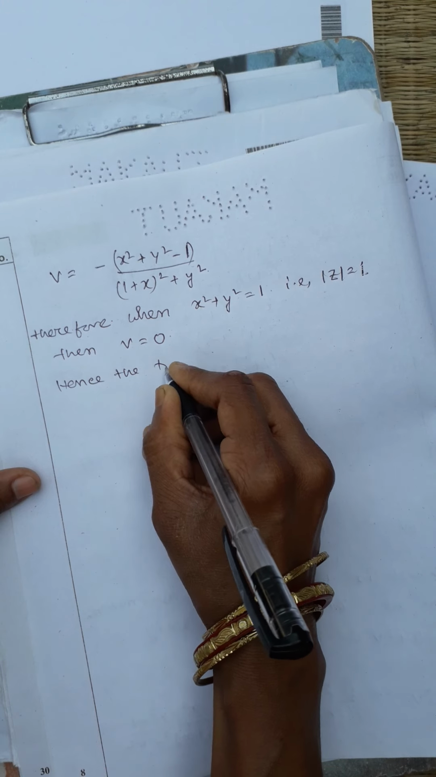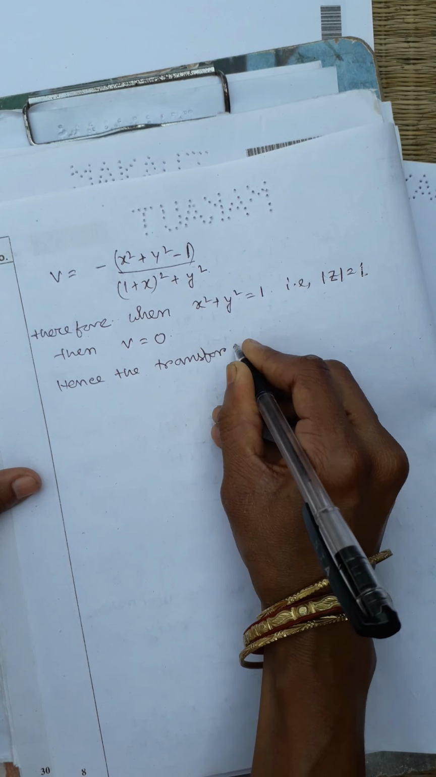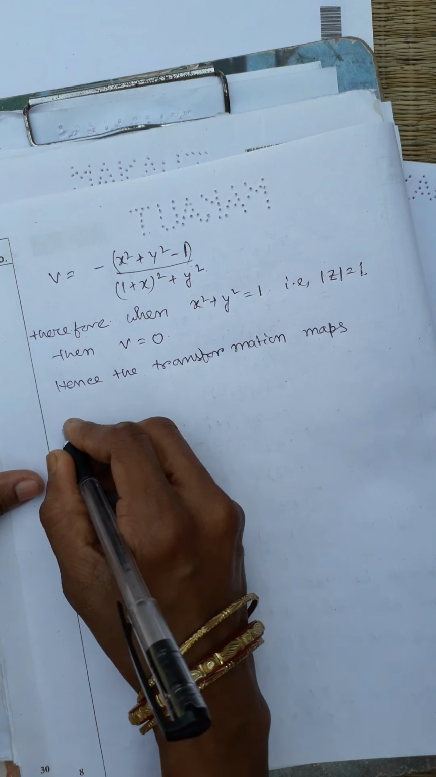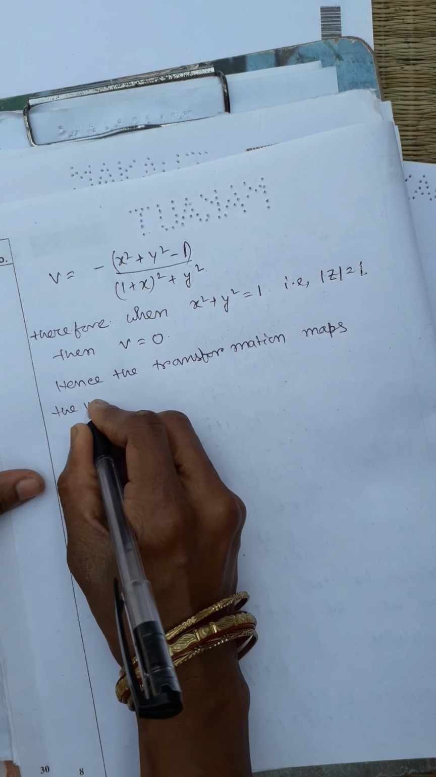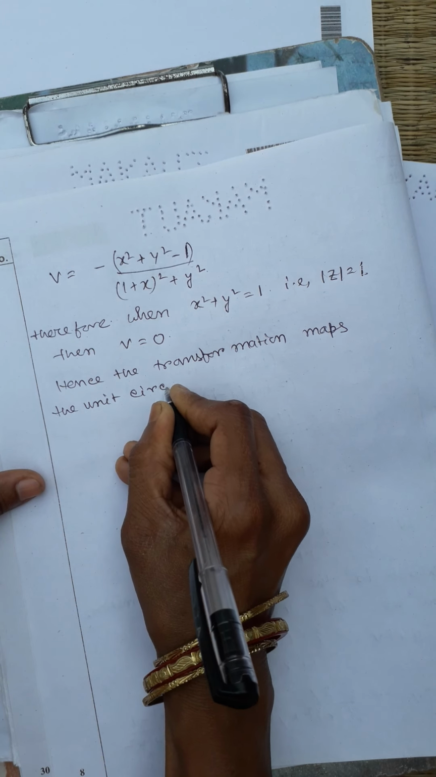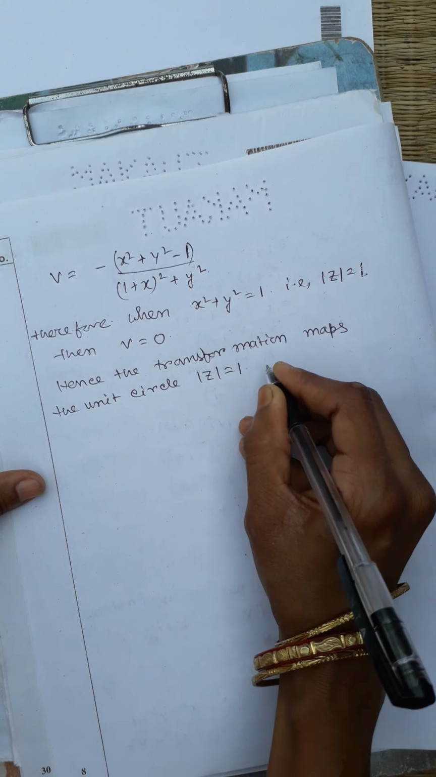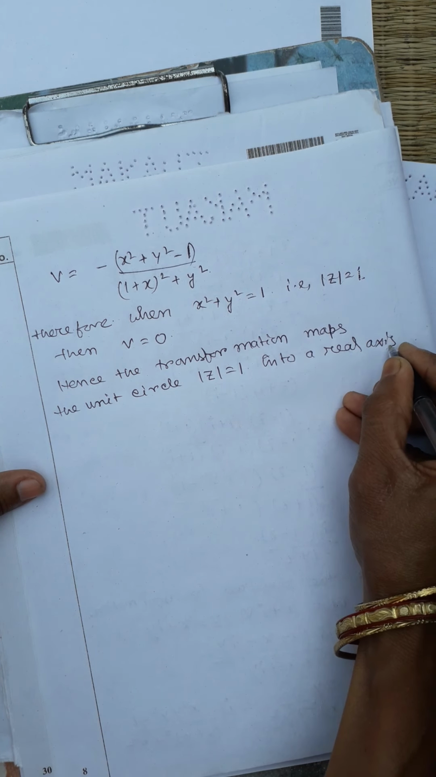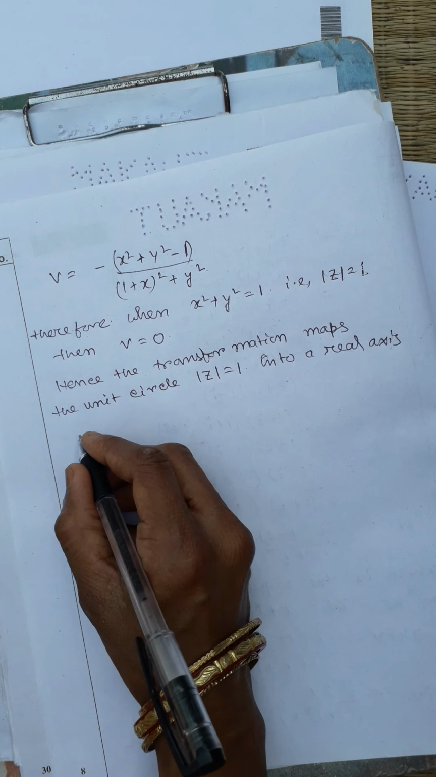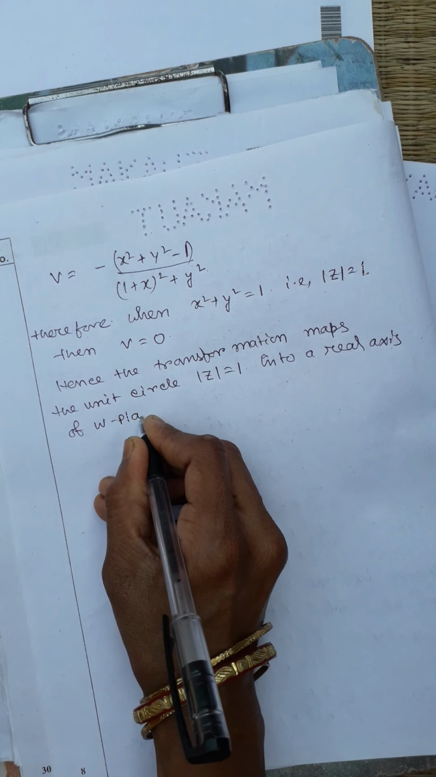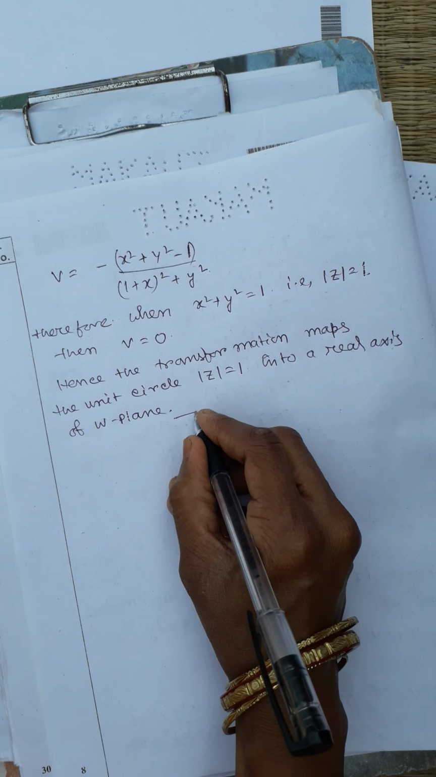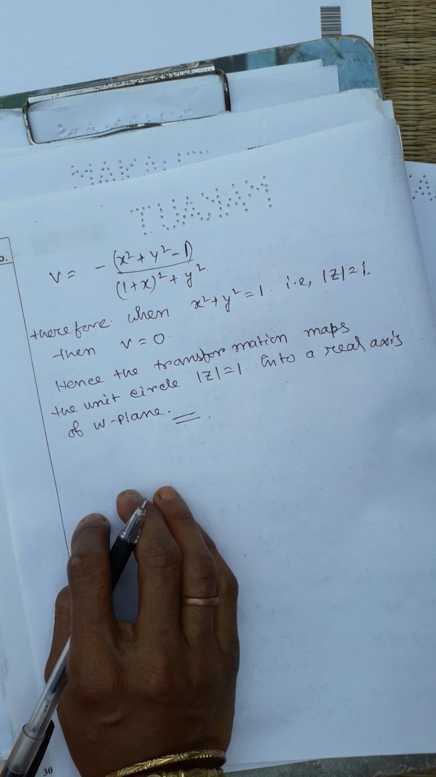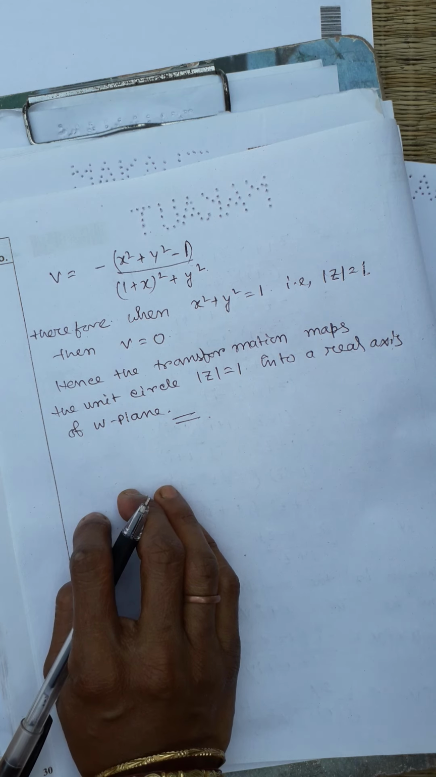Hence, the transformation maps the unit circle mod z equal to 1 into the real axis of the w-plane. Okay. Next day we will discuss another examples of bilinear transformation.